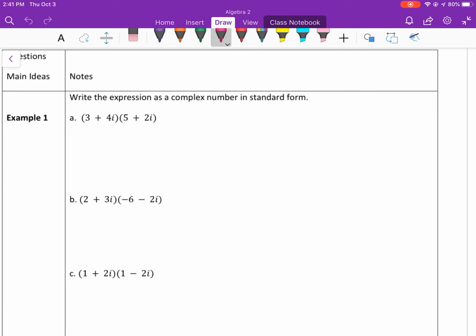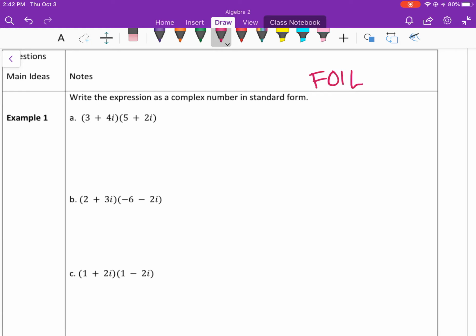The first example includes two factors that have imaginary numbers. So they're complex numbers. They've got the real and the imaginary part. And I want to multiply these out, so we're going to use FOIL to do that.